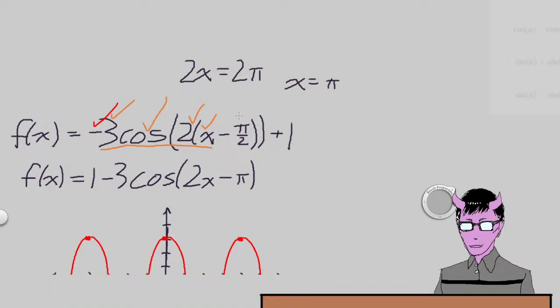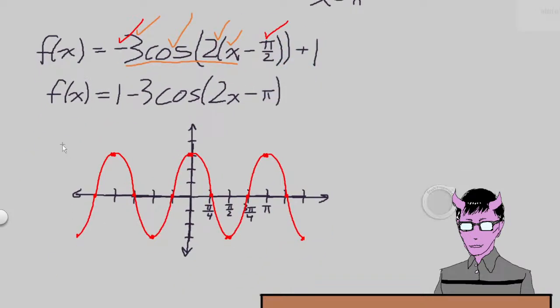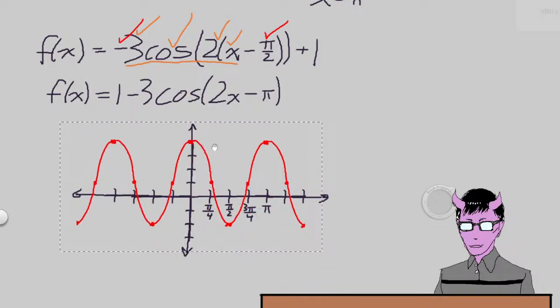So we've accounted for the horizontal shift, now we just need the vertical shift. 1 space upwards. And that's not going to be too bad. So I'm going to take that maximum that's on the y-axis and we'll drag it upwards 1 space. And then we're good to go.